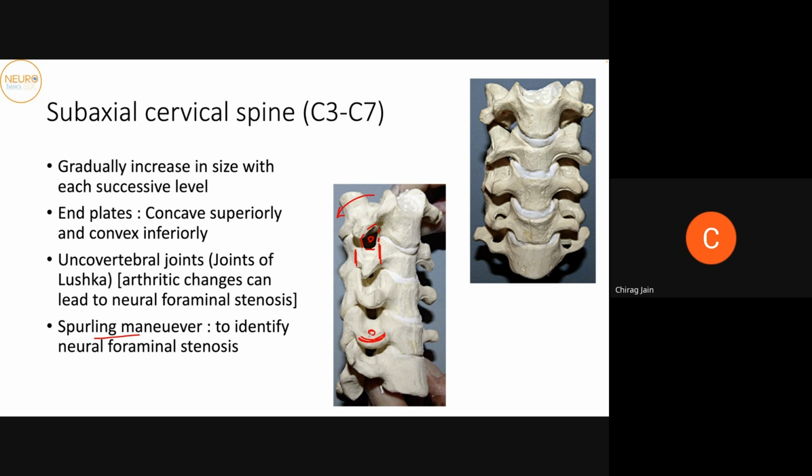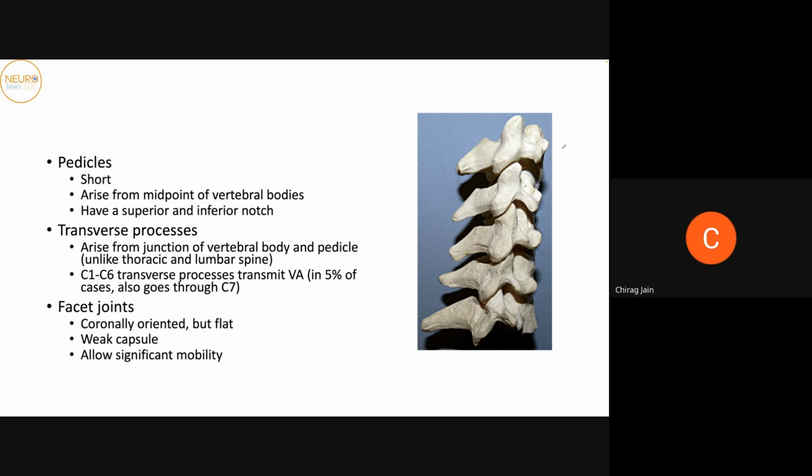So this is a very different thing about the cervical vertebrae. Apart from that, the cervical vertebrae have these facet joints, which are oriented partially coronally, but more or less they are flat. The other thing is that the cervical vertebrae, especially C3 to C6, will have bifid spinous processes. The C7 spinous process is long, but it is not bifid. It has only a single process over there.